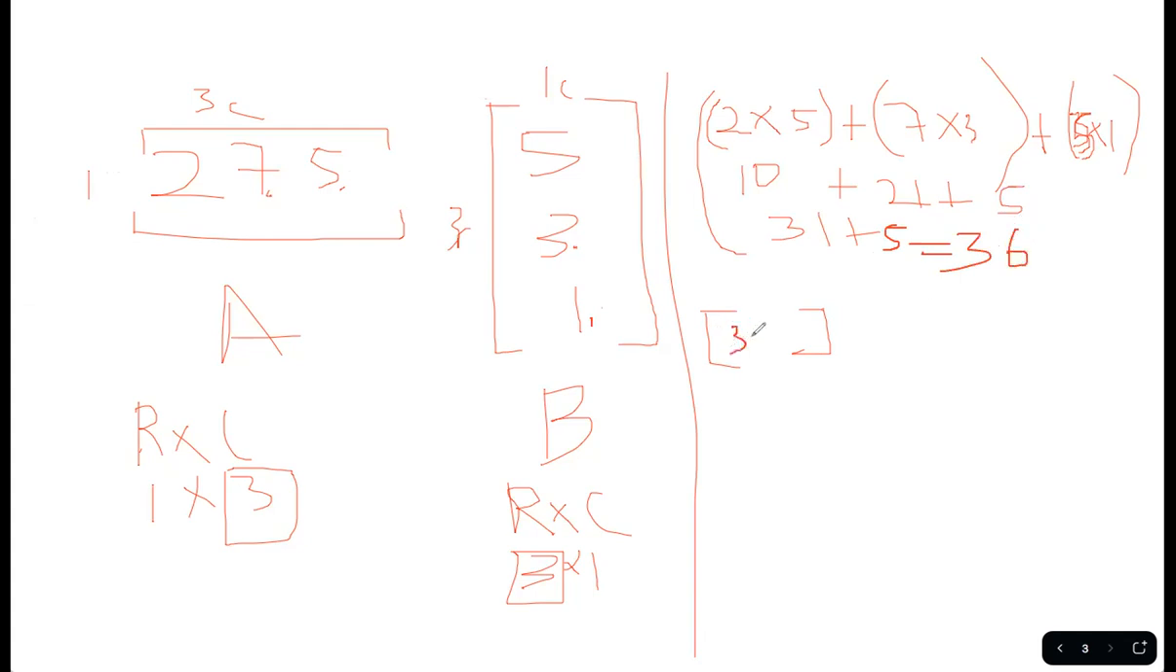So now our answer is 36, because our answer is supposed to be in a 1 by 1 matrix. So this is the final answer. Is it difficult? Let's take another example. No. All right.